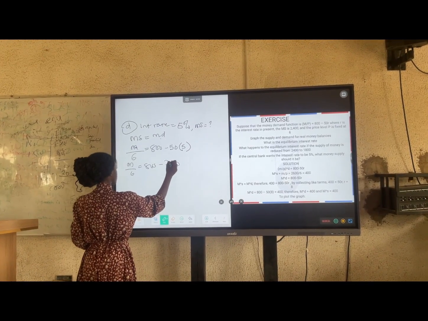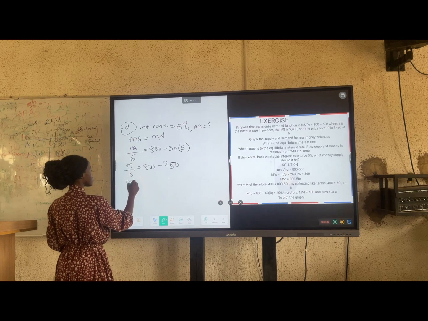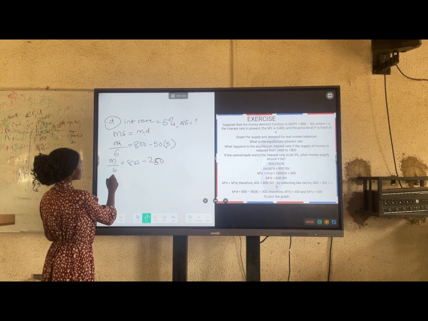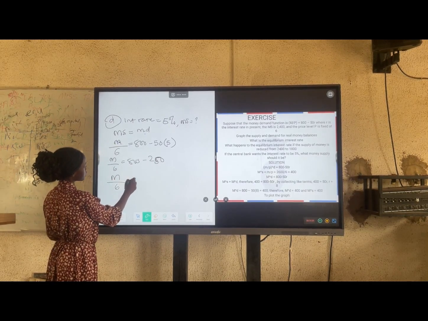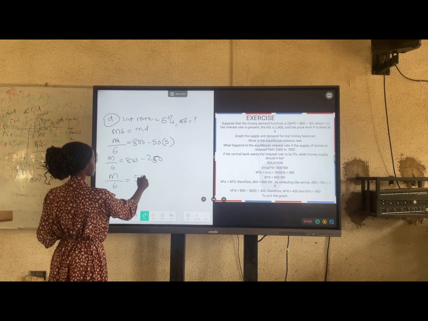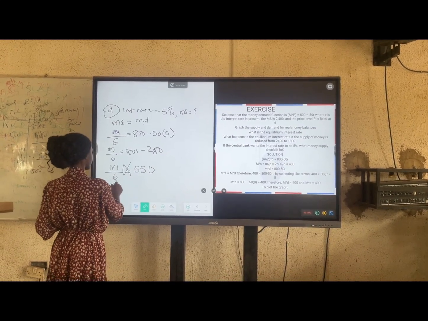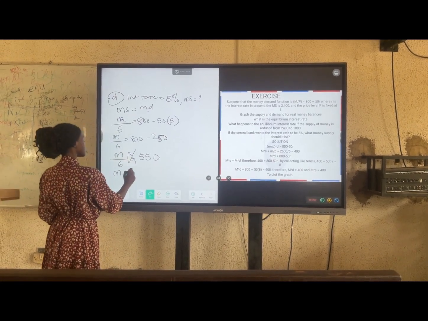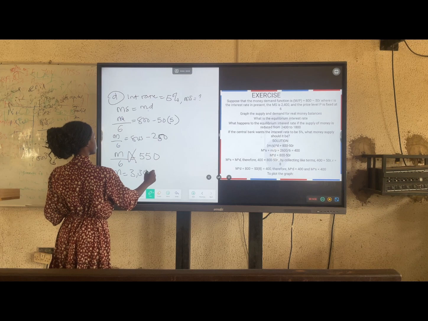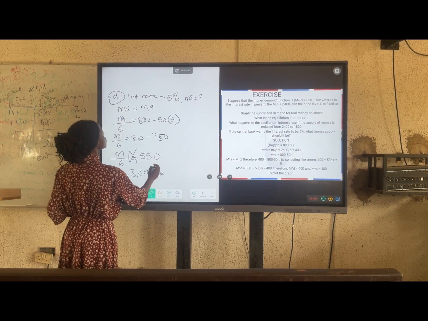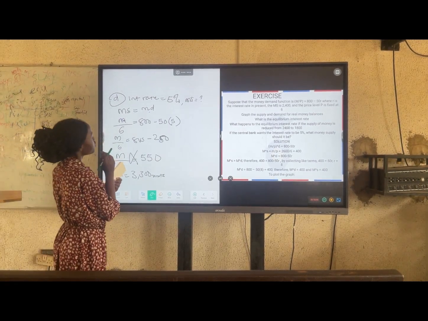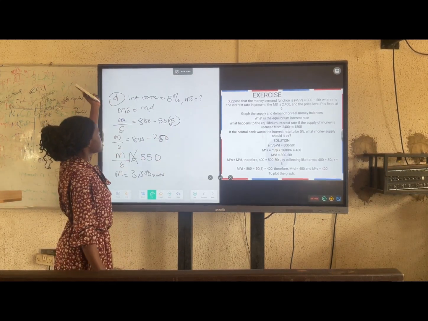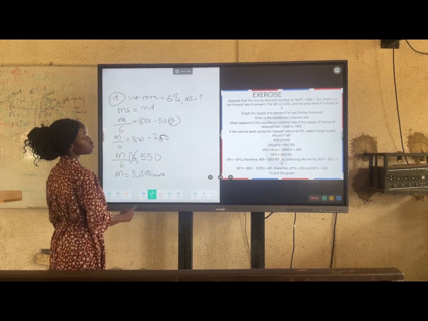Then we collect like terms, then try to make M the subject of the formula in order to get our money supply using 5% interest rate. So when our interest rate is 5%, we have our money supply to be 3,300. That's an increase in money supply because interest rate is now less than 8%.